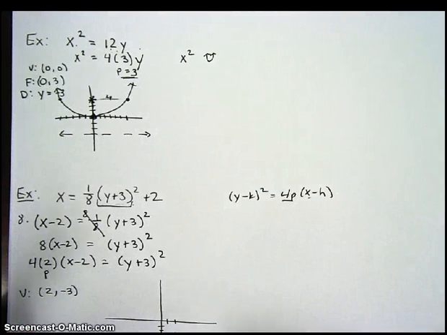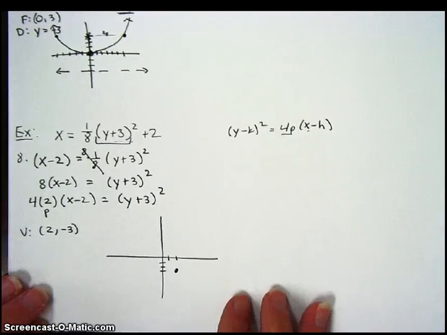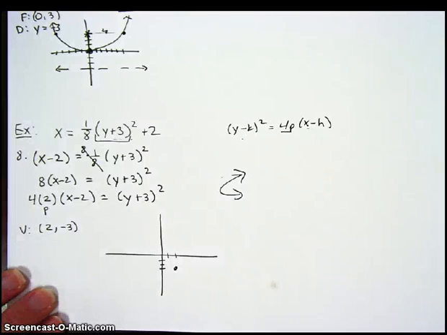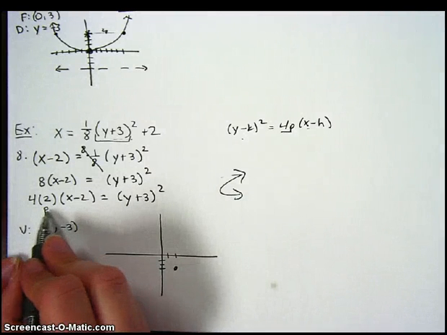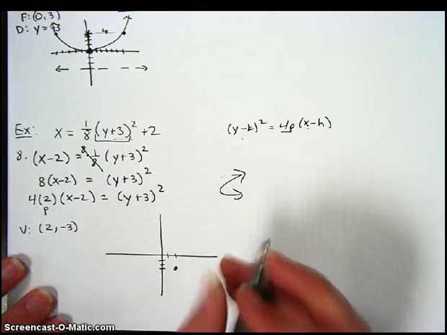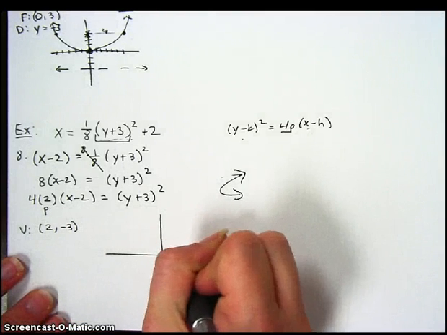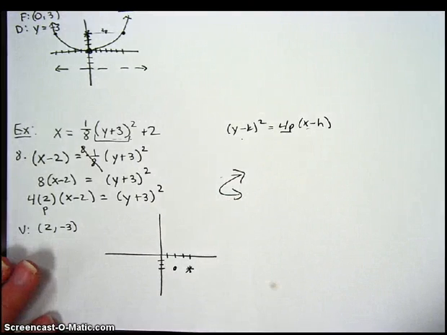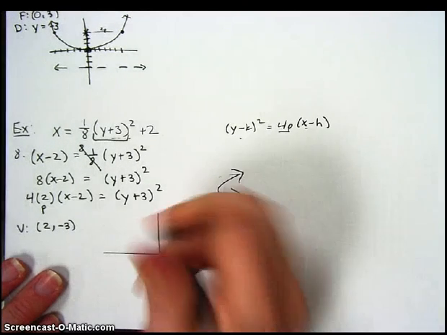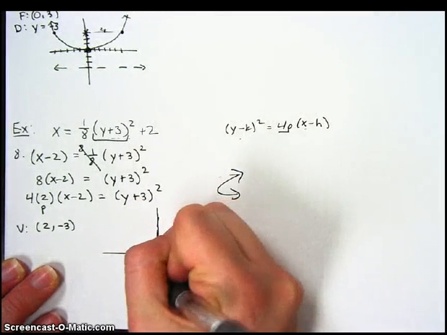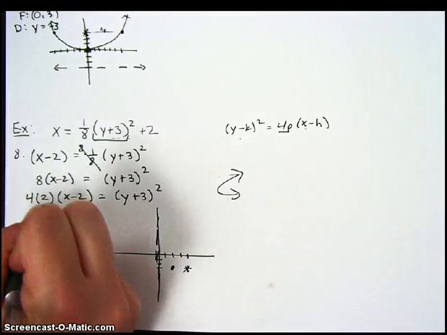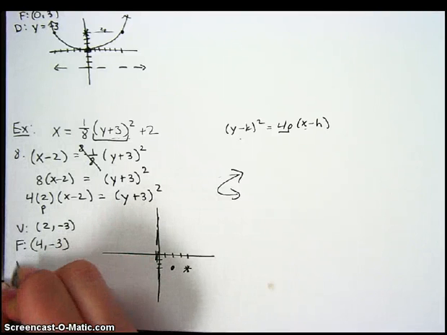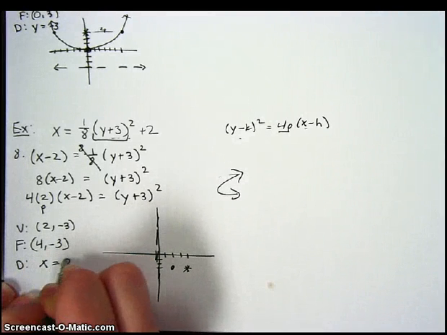Before we plot my focus, we need to decide which way my graph is opening. Because y is squared, we're going to be opening sideways. So that means to get to my focus, I'm going to go 2 units, it's a positive 2, so I'm going 2 units to the right, and I'm going right because my y is squared. So since y is squared, we're going to go sideways. That means I will go back 2 units to get to my directrix, which means we will be right on the y-axis. So my focus is at the point 4, -3. My directrix is x equals 0.